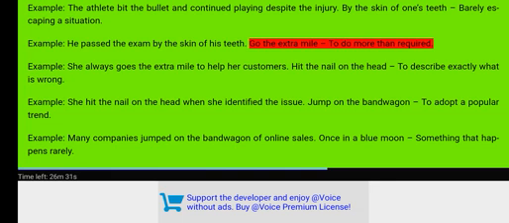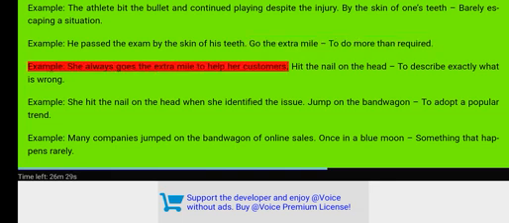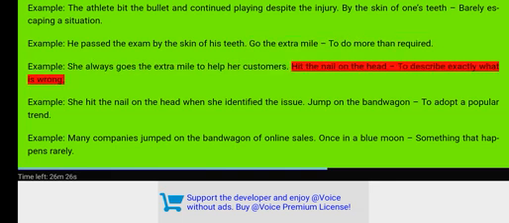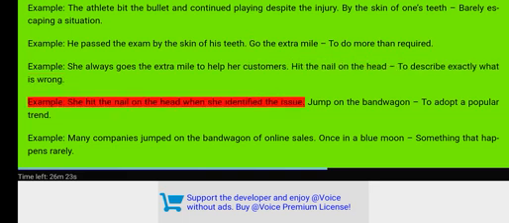Go the extra mile: to do more than required. Example: she always goes the extra mile to help her customers. Hit the nail on the head: to describe exactly what is wrong. Example: she hit the nail on the head when she identified the issue.